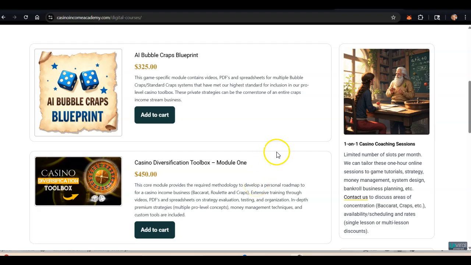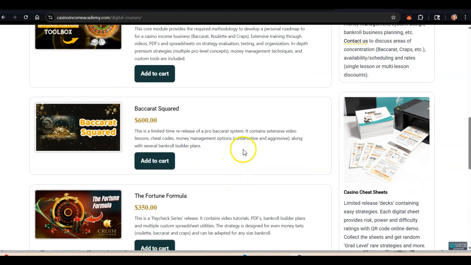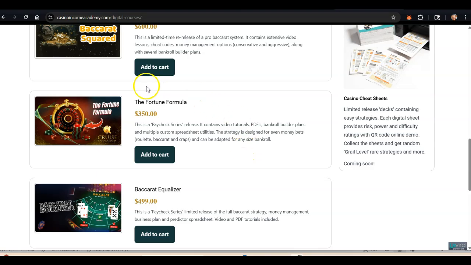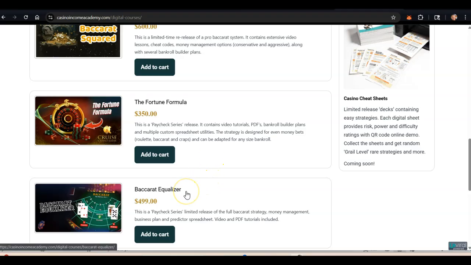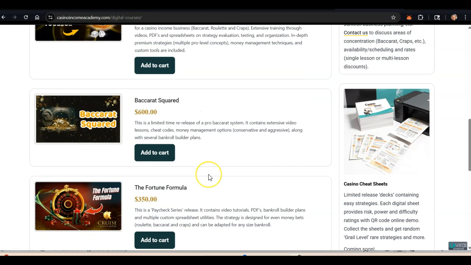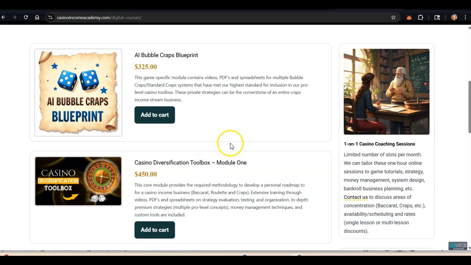Now, if you want to be baccarat intensive, there's baccarat systems in this Casino Diversification Toolbox that are incredible. But we also have Baccarat Squared, which is all baccarat. Fortune Formula, which is baccarat and roulette, in a very unusual system, completely different than anything else we have. And then you've got Baccarat Equalizer, which is another baccarat-only strategy that we released in the last 8 months. We have multiple things for you to figure out what you want to use. But right now, I would say to you that the diversification toolbox and the craps blueprint are ridiculous.